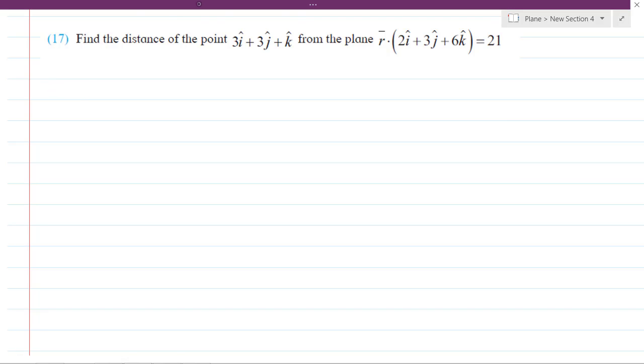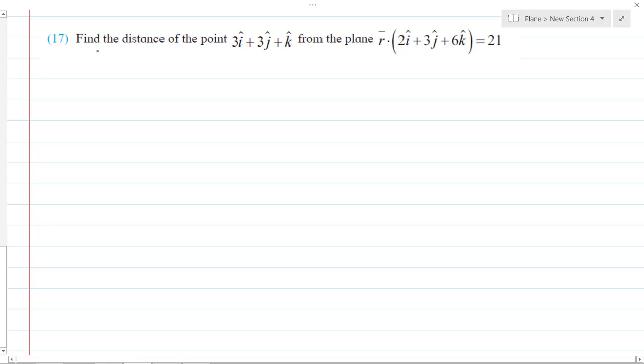So let's see what they have given. Find the distance of a point. This is the point, A in bracket, 3 comma 3 comma 1, from the plane r bar dot. The plane equation is nothing but r bar dot (2i plus 3j plus 6k) is equal to 21. This is step number 1.